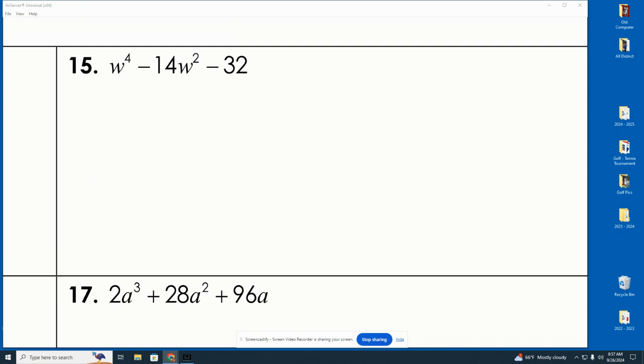Again, I'll go through the answer, and if you have a question, we'll go back through the process. You should have gotten W squared plus 2, and you should have gotten W plus 4 times W minus 4. That's the final answer. So do this one. Okay, so here we go.